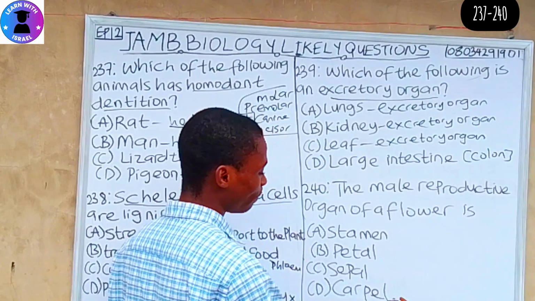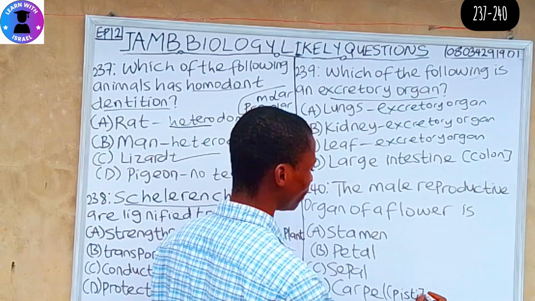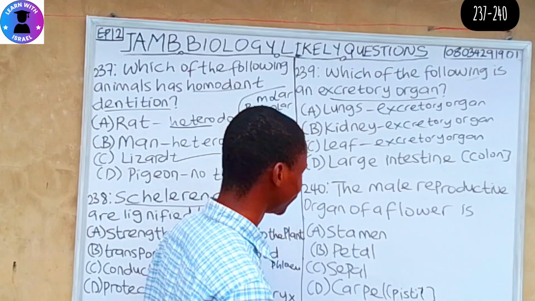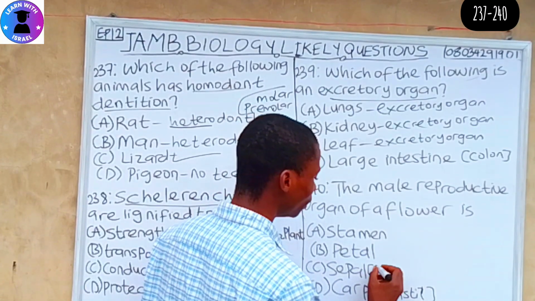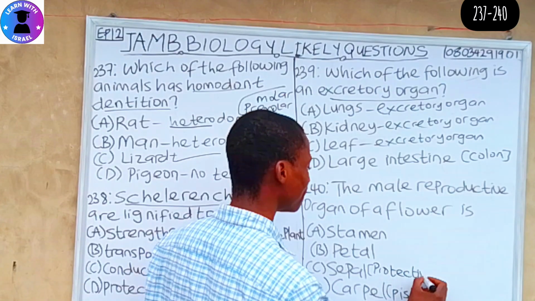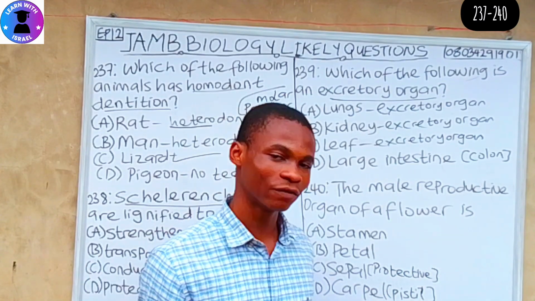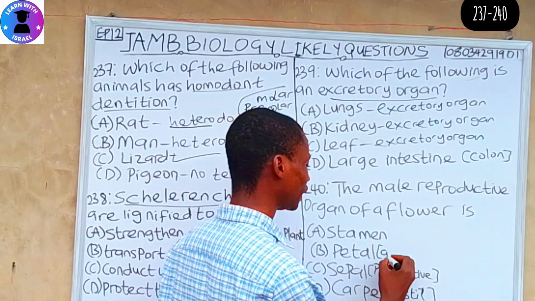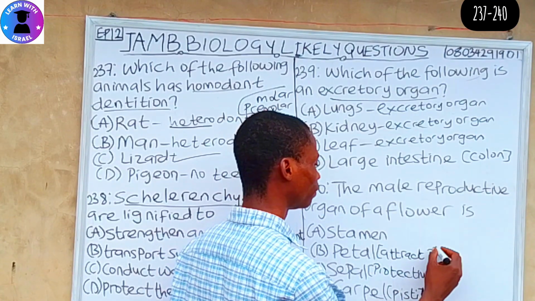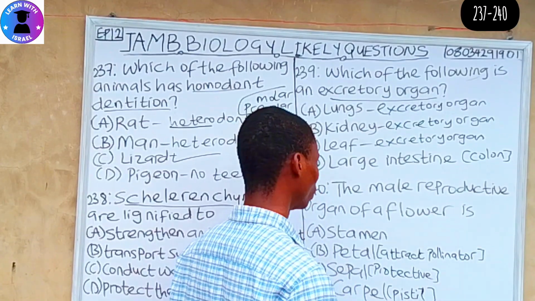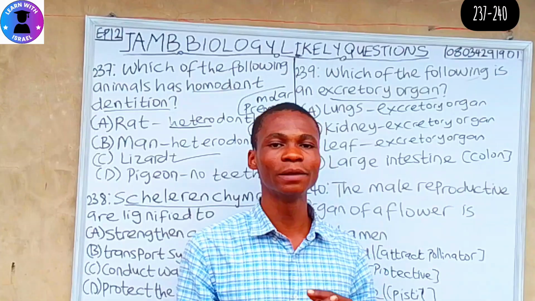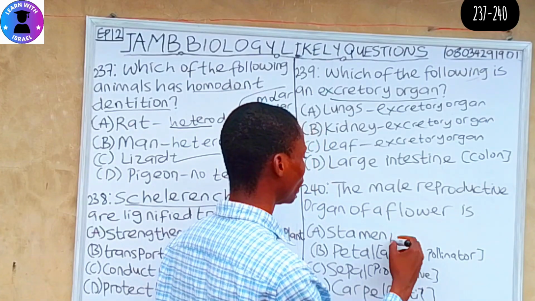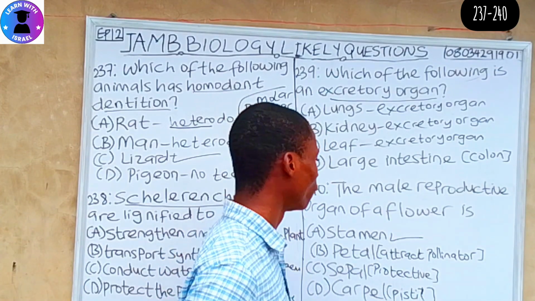Starting from carpel. Carpel is also known as pistil, and this carpel or pistil is the female reproductive organ of a flower. Sepal is the protective organ of a flower. It protects the flower. And petal attracts pollinators. While stamen is the main reproductive organ of a flower. If you check the options, stamen is the correct answer. It is the male reproductive organ of a flower.